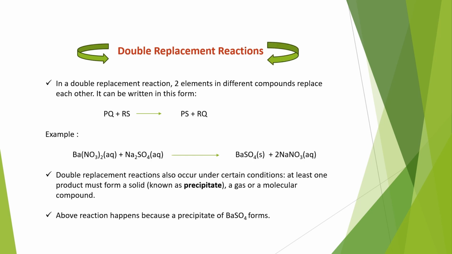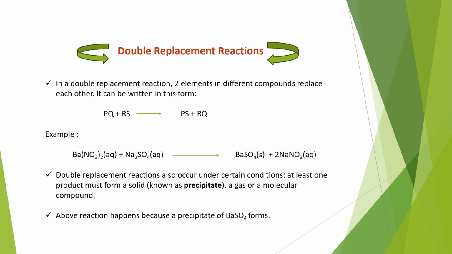Double replacement reactions. In a double replacement reaction, two elements in different compounds replace each other. It can be written in this form: PQ plus RS, arrow, PS plus RQ. Example: Ba(NO3)2 in aqueous solution plus Na2SO4 aqueous solution, arrow, BaSO4 solid plus 2 NaNO3 aqueous.